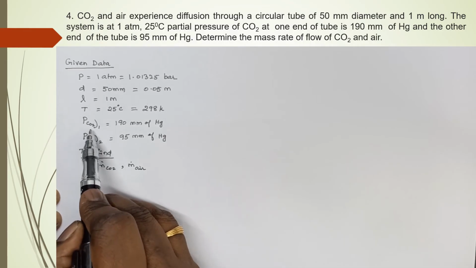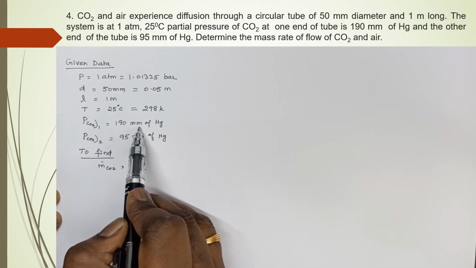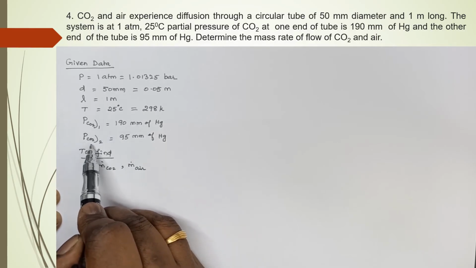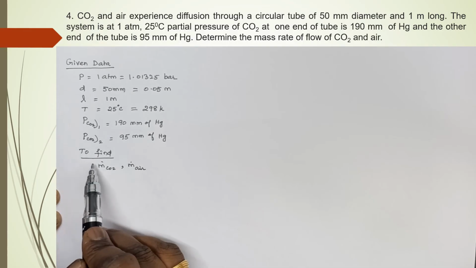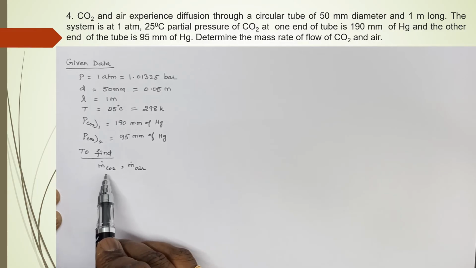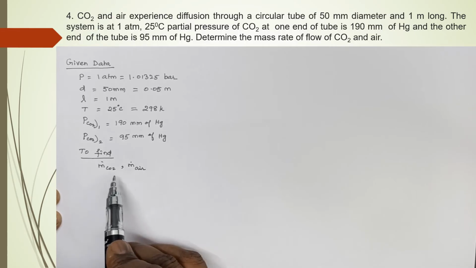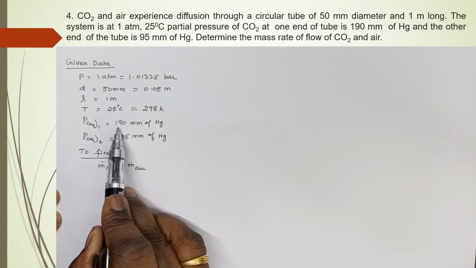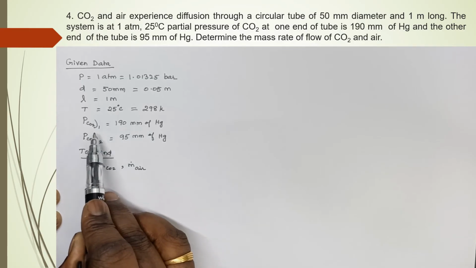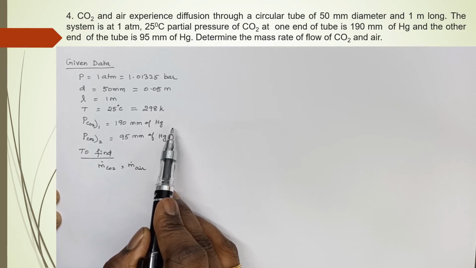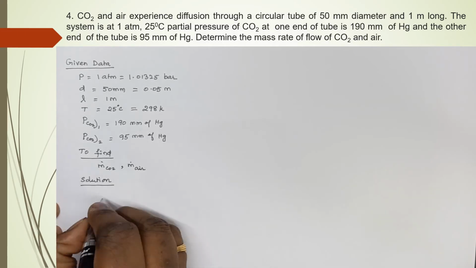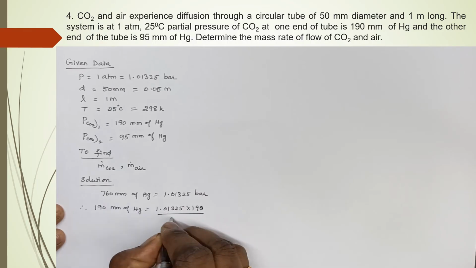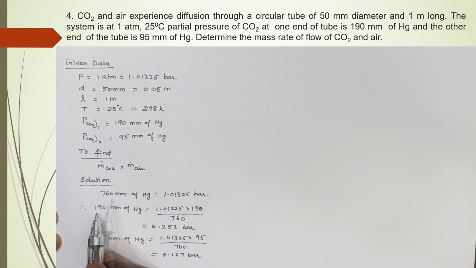The pressure of carbon dioxide at one end is 190 mm of Hg. At the other end, the pressure of carbon dioxide is 95 mm of Hg. What we have to find is the mass flow rate of carbon dioxide and air. So here it is an equimolar counter diffusion. First we have to convert the unit of pressure, 190 mm of Hg, into bar or Pascal. Atmospheric pressure is 760 mm of Hg, that is equal to 1.01325 bar. Therefore, 190 mm of Hg is 0.253 bar, and 95 mm of Hg is 0.127 bar.